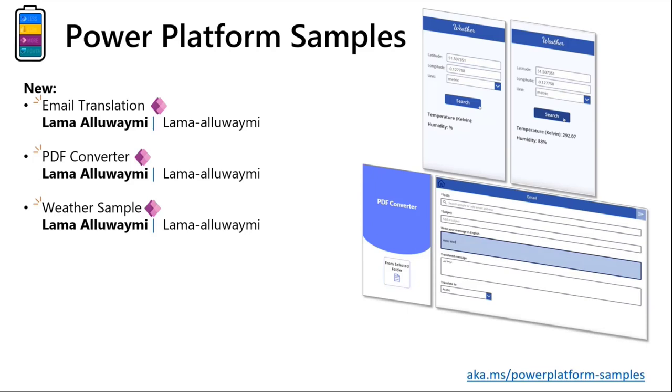They have a PDF converter sample that shows how to use the Encodian connector to take a file from your OneDrive and convert it into a PDF, and a weather sample as well that shows how to use the Open Weather Map API with a custom connector and send the Power App to get your geo coordinates and show the weather. So lots of great samples. Thank you so much, Lama, for your great samples this month.